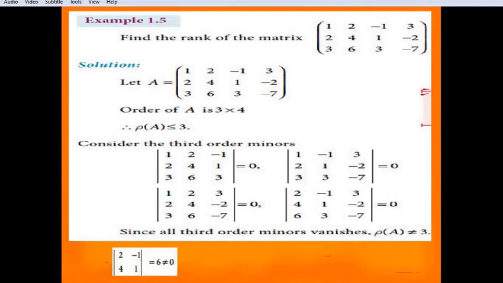Then we take a 2 by 2 minor. Any 2 by 2 minor, here we take 2 minus 1, 4 1, this one, then we get its value is not equal to 0, so the rank of this matrix is 2. Already we know that the order of the highest non-zero minor is known as the rank, so its rank is 2.